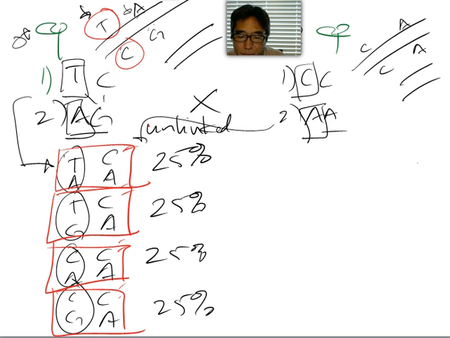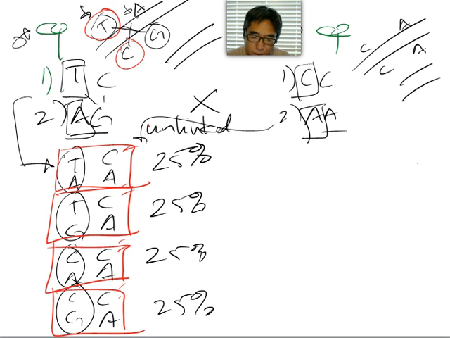The only way to get T with G is to have a crossover. And that crossover would lead to a recombinant. And those recombinant classes in this case would be T and G and C and A. And these are them. This is T and G, and this is C and A. These are the two recombinant classes. And the sum of all these recombinants tells you the relative distance between these two sites.